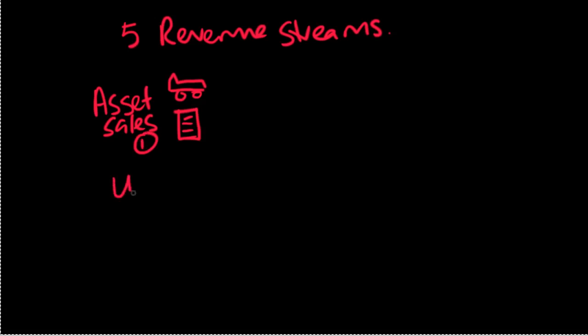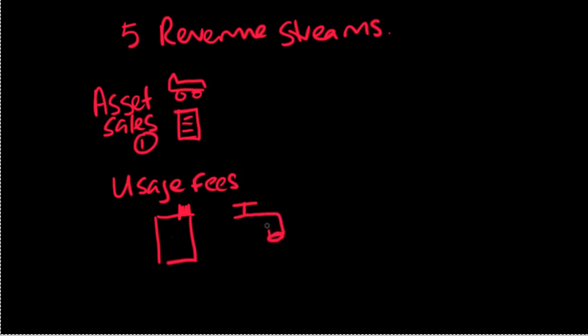The second one is based around usage fees. This is a service-based revenue model. An example of this would be a phone service. This one's very much like a tap. The more I open the tap and the more of the product or service I consume, like minutes on the phone service, equals more revenue for the company.